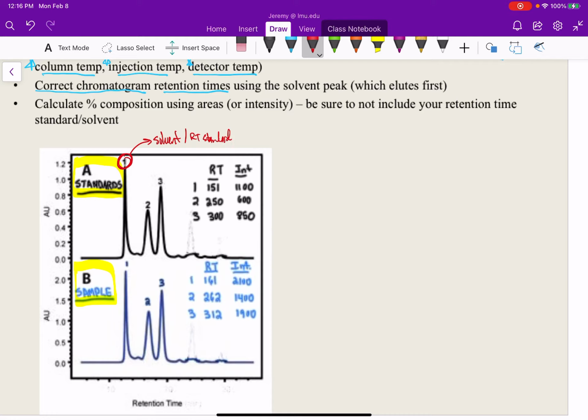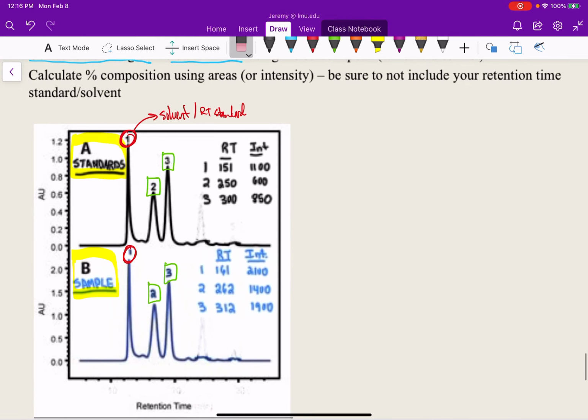So this is not one of the organic compounds. In this week's lab, we're using pentane as our solvent, sort of a retention time standard. So that's what compound 1 is, our solvent retention time standard. And here we're really focusing on comparing unknown compounds to see if peak 2 in blue corresponds to peak 2 in black. So the first thing we have to do to compare these is compare the retention times, and we have to apply a correction factor.